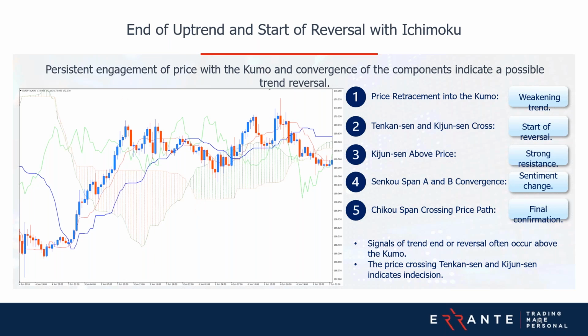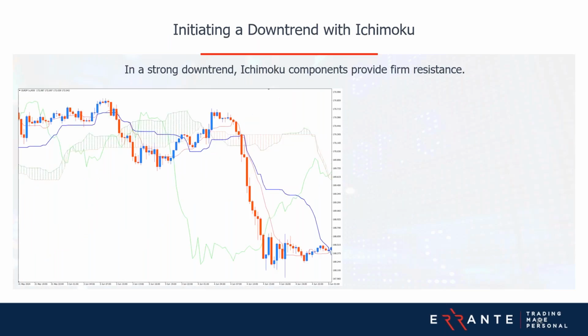And also, when the price crosses both the Tenkan-sen and Kijun-sen, it reflects market indecision and often precedes a reversal. This crossover marks a critical juncture where the market sentiment shifts from bullish to bearish.